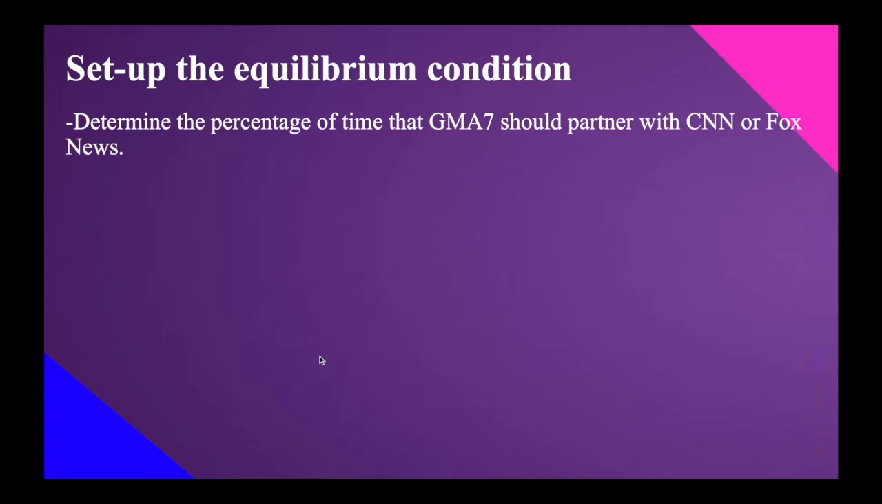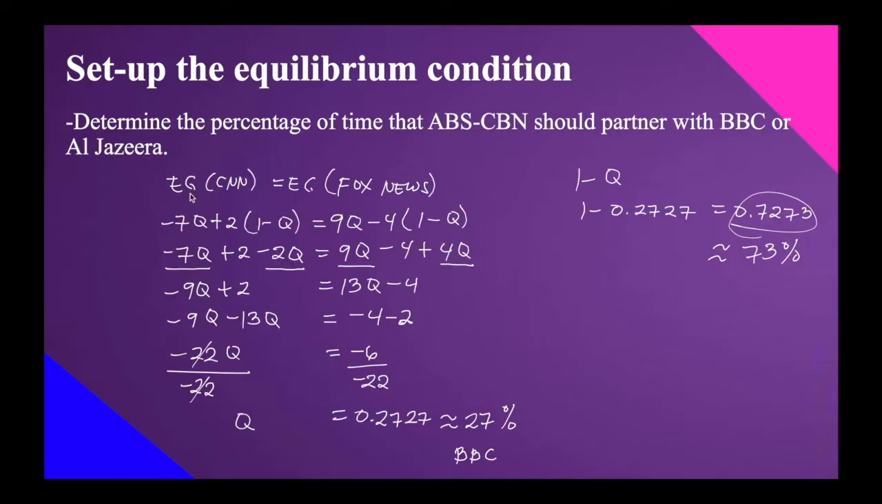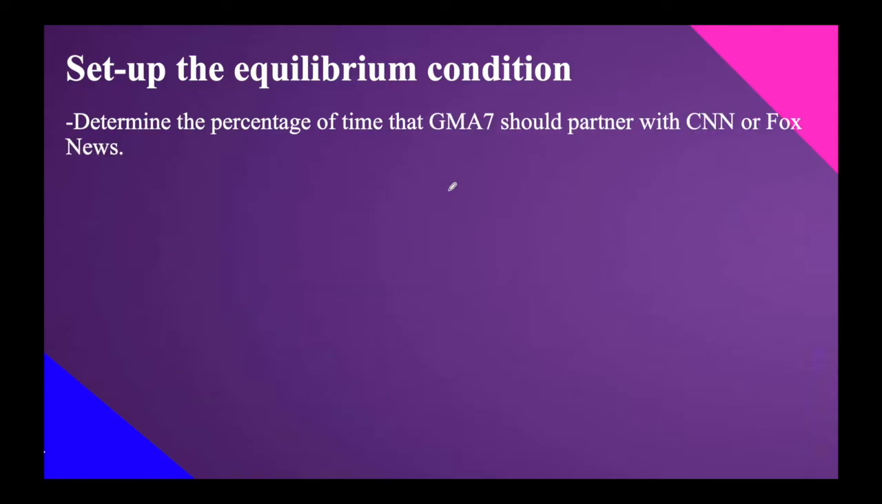Meaning to say, guys, we are going to equate those two equations na ginamit natin. Tulad ng ginawa natin dito. Diba? In-equate natin itong dalawang equation na yan. Ganun din naman on the perspective ng GMA7. So, let's equate those two equations. Let's write it here. Expected loss of GMA7 when ABS-CBN is nakapag-partner sa BBC, I-equate natin sa EL when ABS-CBN nakipag-partner siya sa Al Jazeera.